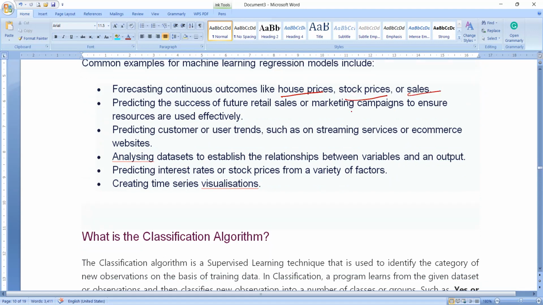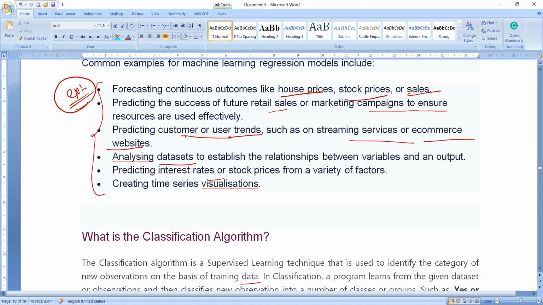stock prices, sales, etc. Predicting successful future retail sales or marketing campaigns to ensure resources are used effectively. Next, predicting customer or user trends such as streaming services and e-commerce websites, etc. Analyzing test data sets. See, these are the examples of regression models. So if we have to give some examples of regression algorithm techniques, we need to write all those things. Predict interest rates, stock prices from a variety of factors, creating time series visualizations, etc. Simple regression means investigation of the relationship between input and output data, or features and outcomes.